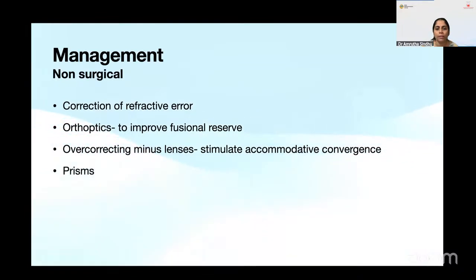This is also one way of treating intermittent exotropia, especially when the angle is very small or the child is too young to get a proper prism cover test, and we are not sure about how much deviation or about the surgical correction. This helps us to improve the control as well as postpone the surgery. So that is where the over-correcting minus lens comes into play. The other way is use of prisms. So we can give small base-in prisms to control the deviation.